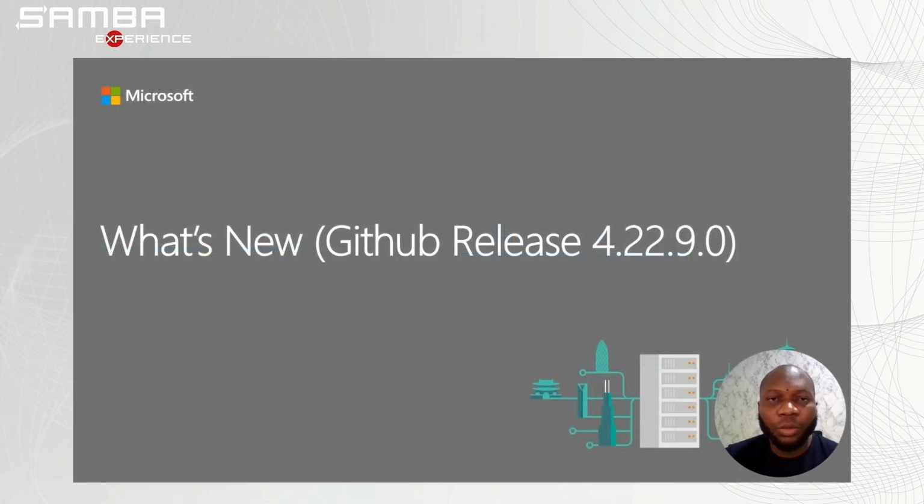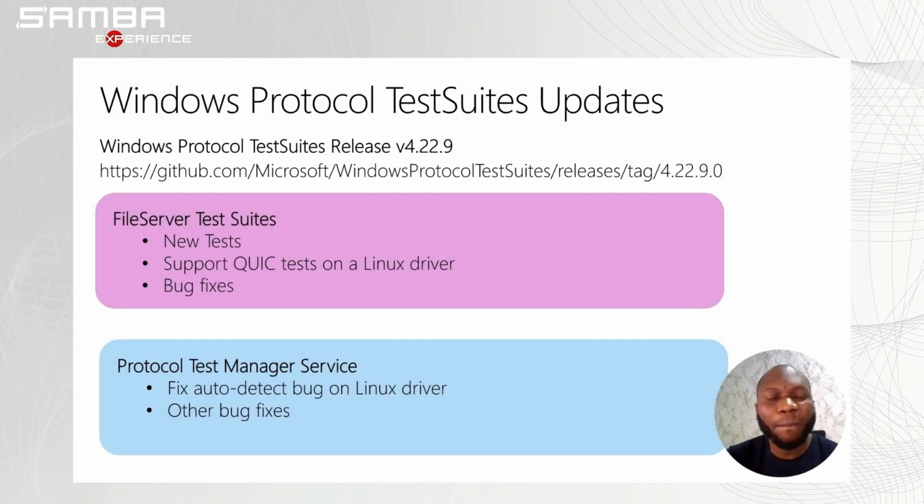Let's move on to what's new in the latest release, version 4.22.9.0. The latest release of the FileServer test suite is version 4.22.9 and is currently available on GitHub at the URL on the slide. For this release, we added a few new test cases. We enabled support for quick tests from a Linux driver and worked on bug fixes. For the PTM service, we fixed a bug with auto-detecting SUT capabilities from a Linux driver, along with other bug fixes.